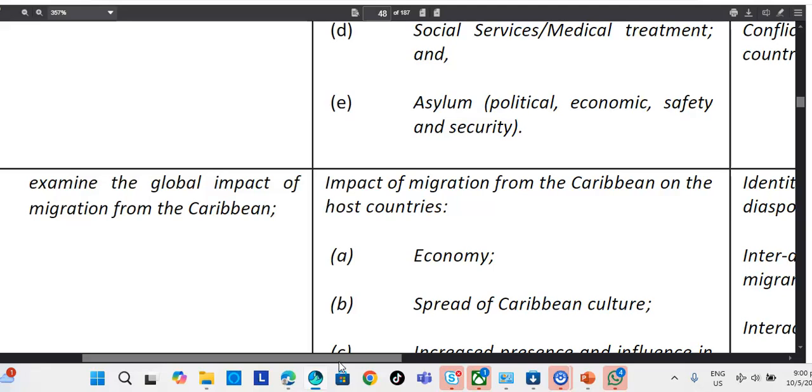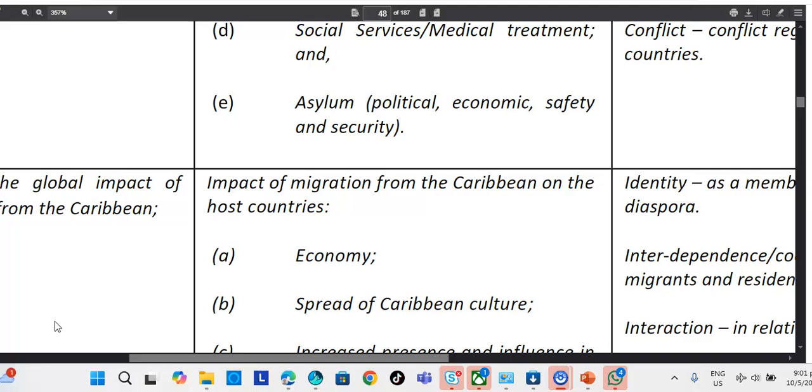Examine the global impact of migration from the Caribbean. Impact of migration from the Caribbean on the host country. So the host country will be the country that the migrants are going to. The supply country would be the country that they're coming from. So how does migration affect the host country in terms of the economy? Well, it definitely will build their economy in some ways, because when migrants, especially those that are able to work legally, will be contributing taxes to their economy.